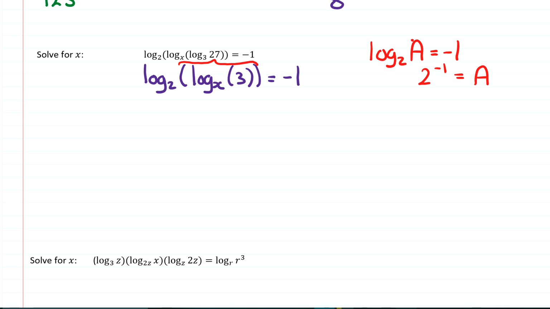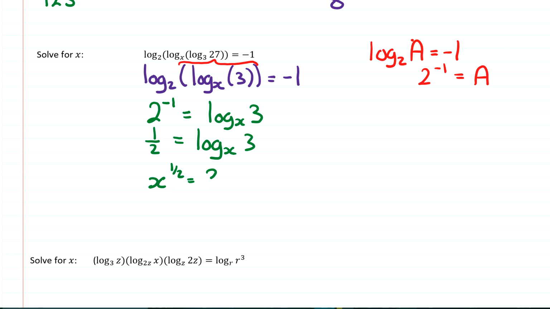So we could say 2 to the power of -1 should equal that part, that part we called a there, which would be log base x of 3. So we know 2 to the -1, we reciprocate that, so that's 1/2, and that equals log base x of 3. And so now if we change that to exponential form, now the base is x. So this would be x to the power of 1/2 is equal to 3. And a fractional power like that is actually a root.